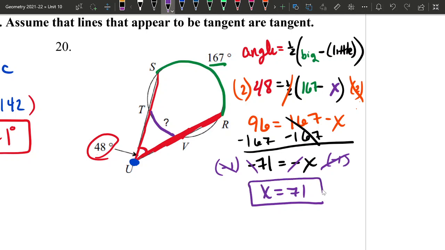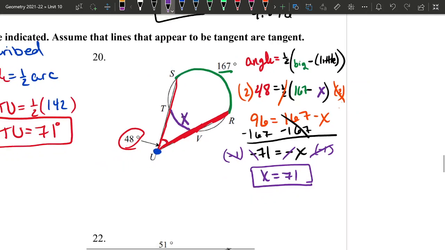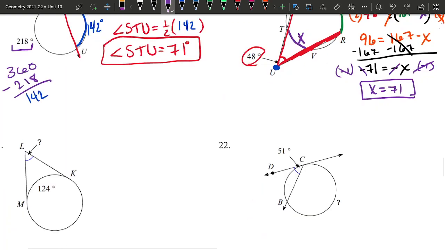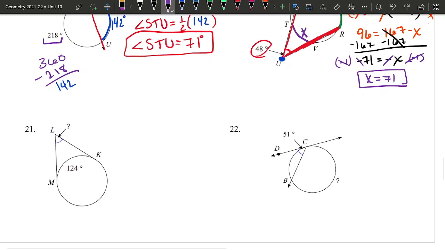So I'm just going to leave it as X. I'll just put X here. There we go. Now we're good. All right, so that's the angle equals half of the big arc minus the little arc. And that's when your vertex is outside the circle.